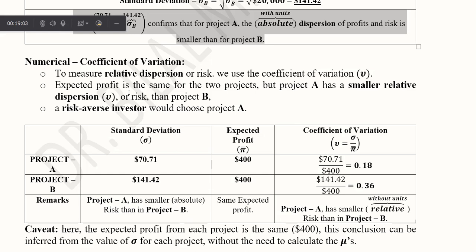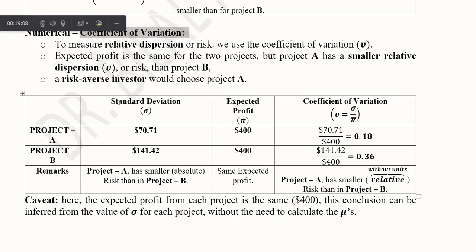Now, the coefficient of variation is the third measure that we learned, and it is now easy to calculate because it is going to use the same values that we have already calculated.